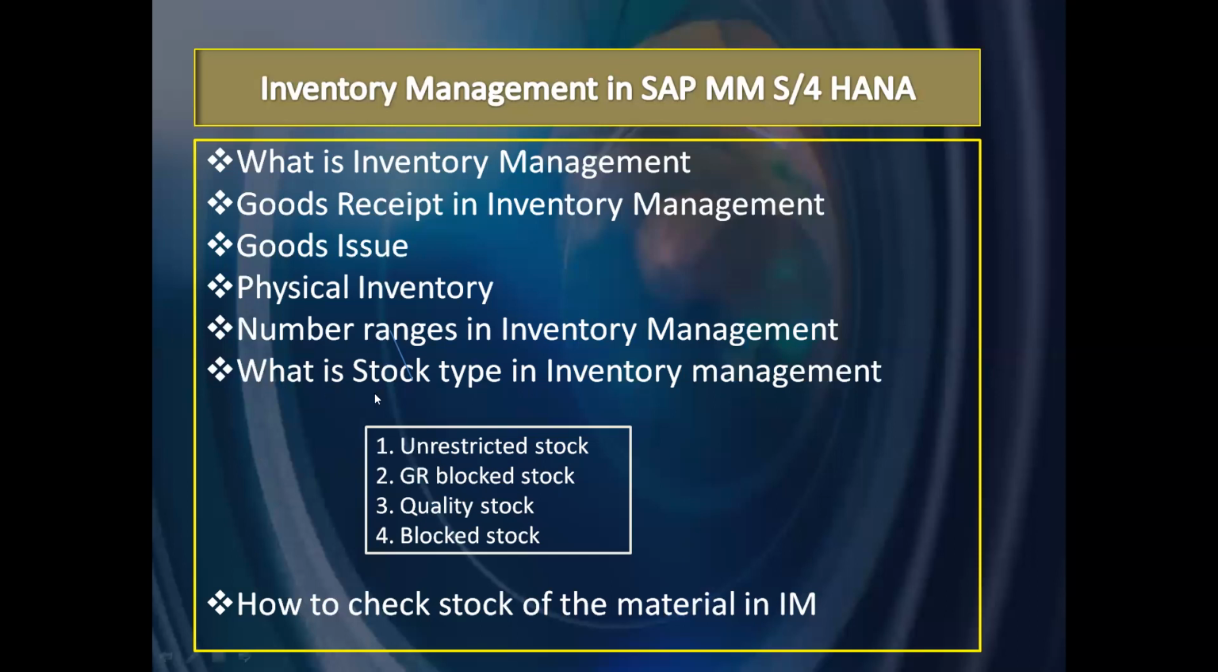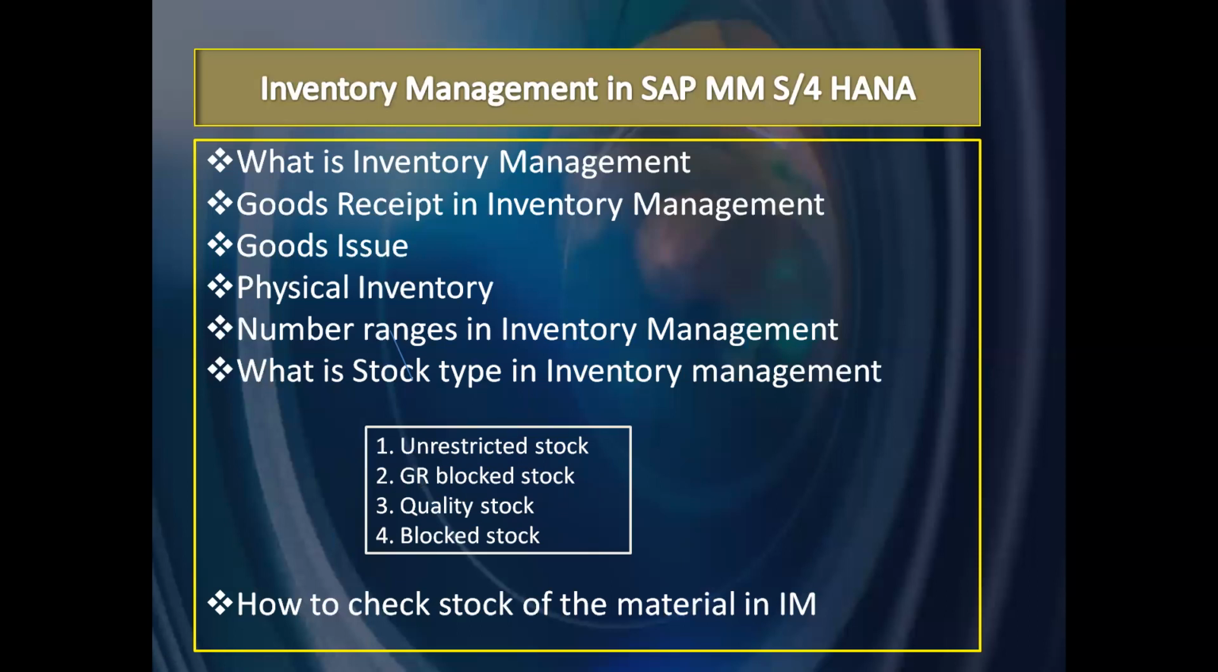Okay. Now, next is stock type. So what is stock type in inventory management? These are the different type of stocks we have in inventory management. We have unrestricted stock, GR block stock, quality stock, block stock. So these are the different type of stock we have in SAP system in inventory management space. Okay. Now, what is the meaning of unrestricted stock? Unrestricted stock means the stock which is readily available and we can use that material in the production.